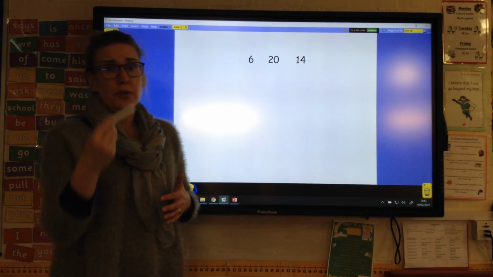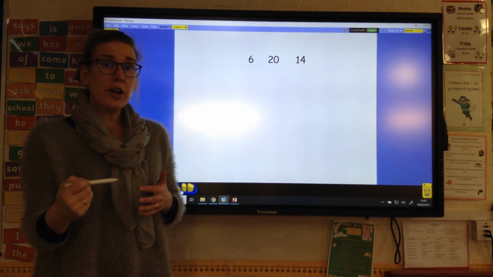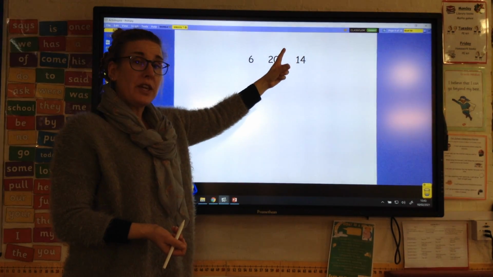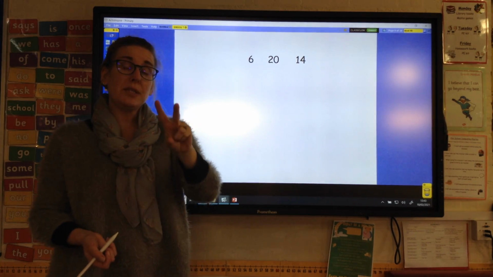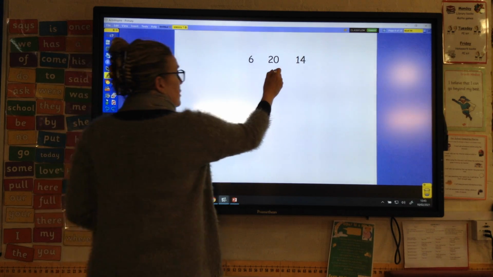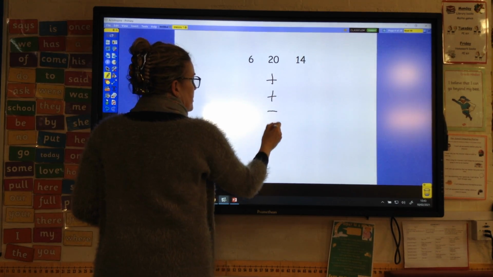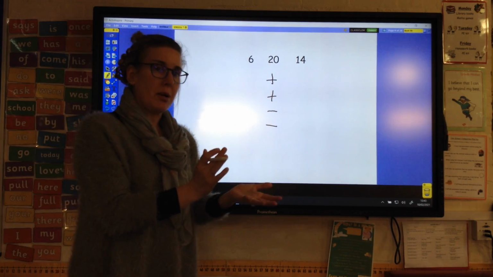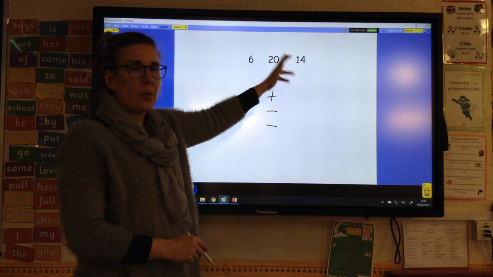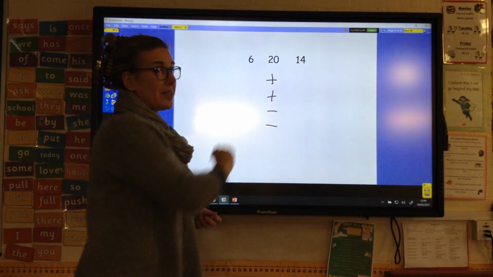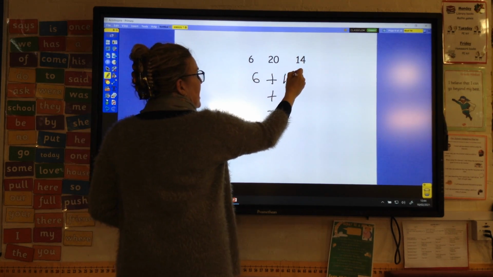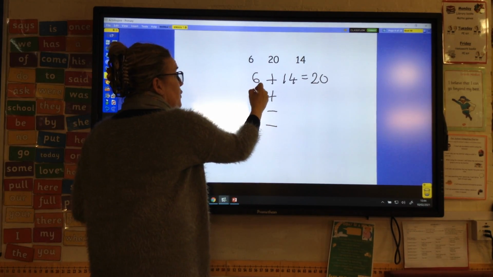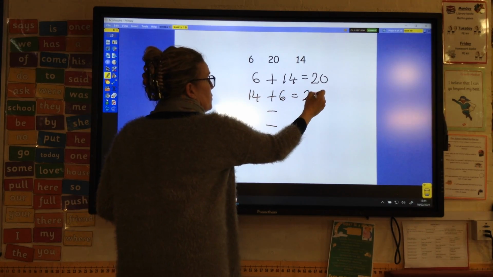So in your pack today, you've got some sets of 3 numbers. What I'd like you to do is have a go at writing 4 calculations which use all of these 3 numbers. So for each of these sets, you've got 2 addition calculations and 2 subtractions. Okay, so sometimes it's a good idea to write those down just to remind you that you've got 2 of each. Now, when we're doing addition, we know that our biggest number is going to be at the end. So when we're looking here, we can see 6 and 14, so we think that 20 is going to be our answer. So we know 6 add 14 equals 20. We can also swap that round so we know that 14 add 6 equals 20.